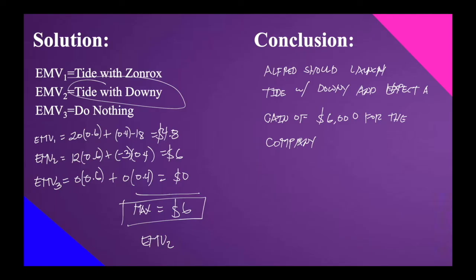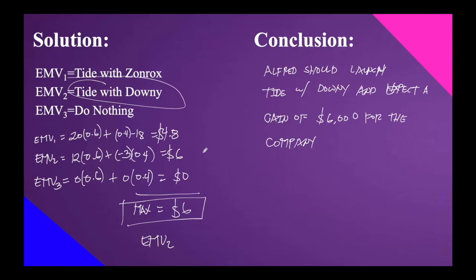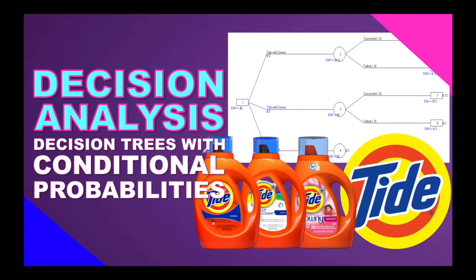Ang final answer natin, guys, since this is 6, let's go back to our decision 3. Magiging 6 po ang value sa loob. And gawin natin, double natin ito. This is not standard. Ginawa ko lang ito para i-highlight na ang ating final na solution is tied with Downey. In software kasi naka-highlight po ito. Pare-pareho ng kulay lahat ng branch, then naka-highlight yung final na branch, for the final answer or the final conclusion. So that's basically how decision analysis works, especially under the first model, decision trees with conditional probability.